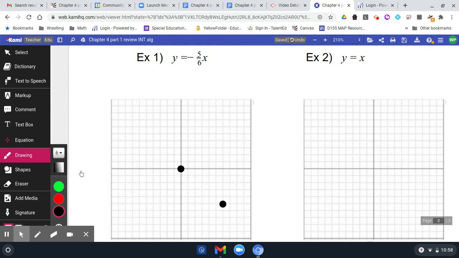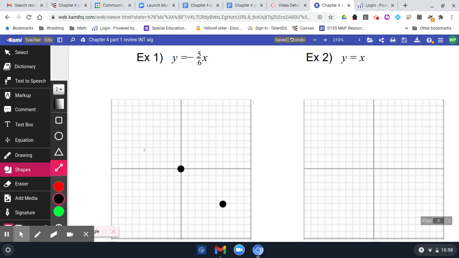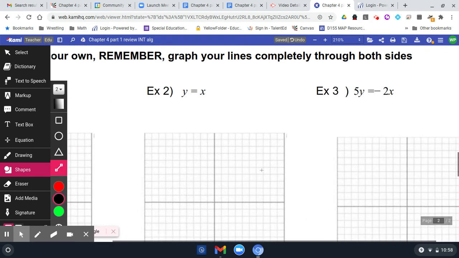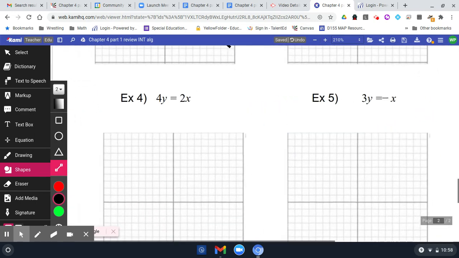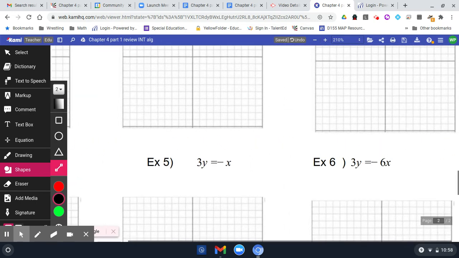On your guys' test, I'll try having these numbered for you guys. Then I'm going to go to shapes. I'm going to use my drawing tool. I'm going to make a nice line going right through those. There, and that's all you guys have to do. Okay. So that one's nice and easy.